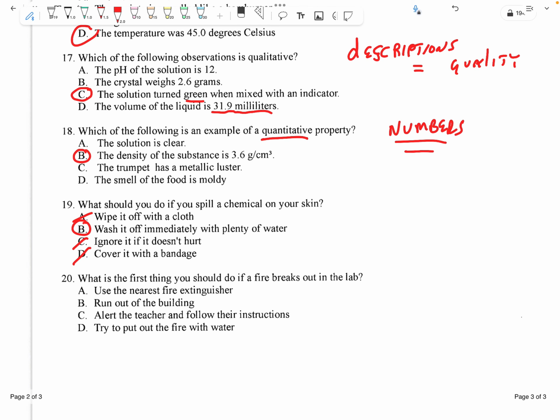Number 20. What is the first thing you should do if a fire breaks out in the lab? Some of you would probably say use the nearest fire extinguisher. That is a good answer, but it's not the totally correct answer. Run out of the building? No. Maybe later. Yeah, we'll do that. Try to put out the fire with water? No, you don't want to do that because some things don't require water to put them out. They react violently with water. The thing that you do is you alert me first, okay? And then I will tell you exactly what to do, okay?